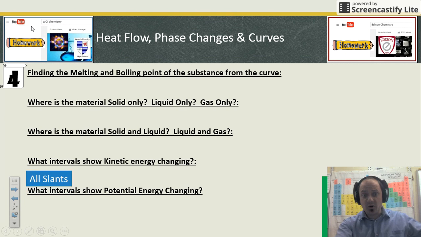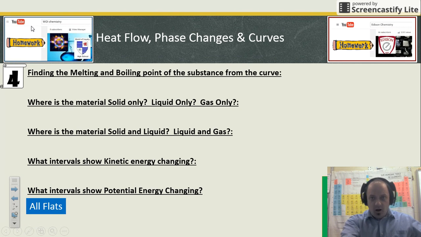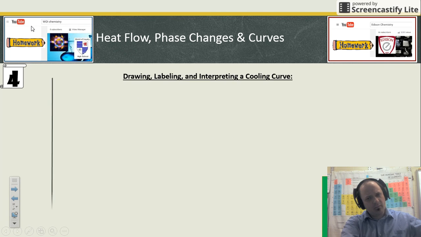The intervals that show kinetic energy changing are all the slants. And the intervals that show potential energy changing are all of the flats. Now we're going to label up another curve, and it looks very much the same, but a little different.